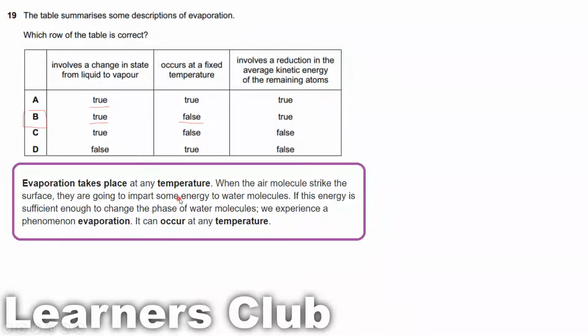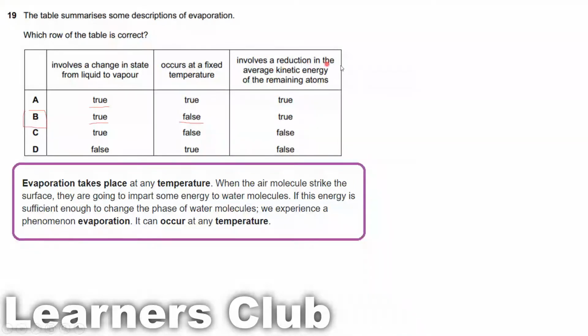Evaporation takes place at any temperature. When the air molecules strike the surface, they are going to impart some energy to the water molecules. If the energy is sufficient to change the phase of the water molecule, we experience the phenomenon of evaporation. It can occur at any temperature. It changes the phase from liquid to vapor.